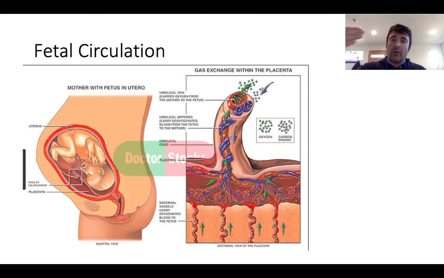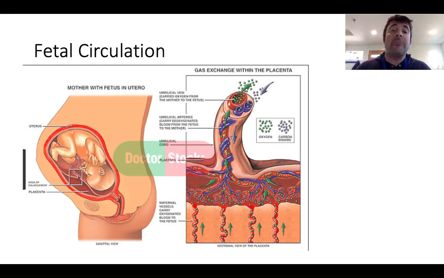From week 0 to week 8, that developing life is referred to as an embryo. After week 8, all of the major organ systems have been formed, and now that particular life from week 8 to week 37 to 39 is referred to as a fetus. So what we are looking at here is fetal circulation, and the point of exchange between the maternal circulation and the fetal circulation takes place at this incredibly fascinating blood vessel-rich structure known as the placenta.